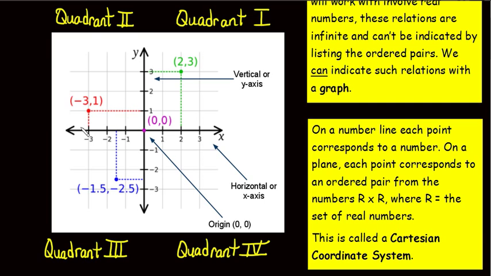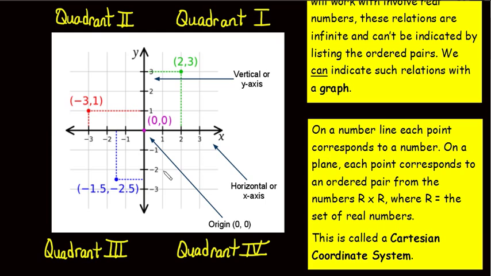The x-axis is horizontal, and the y-axis is vertical. This coordinate system, this graph, is divided into quadrants. Up here is your first quadrant. Using Roman numerals, this is your second quadrant. This is your third quadrant, and this is your fourth quadrant.